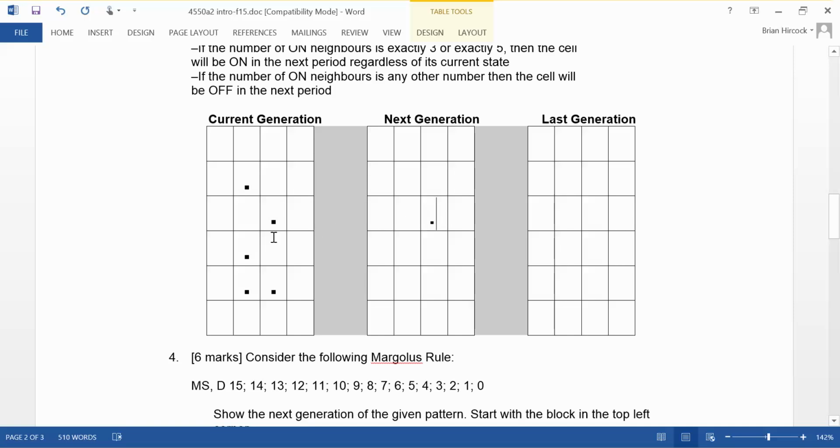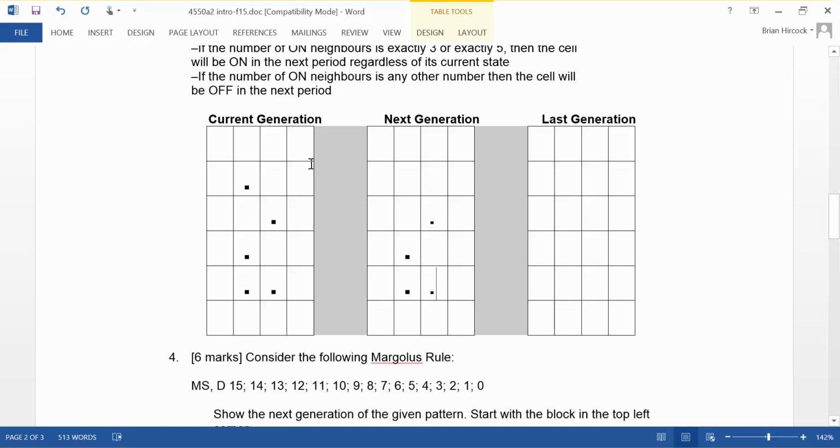This one has 1, 2, 3 neighbors on, so he's guaranteed to be on in the next generation. This fella has 2 neighbors on. He keeps the same state, so he's on. And the same as this fella, he has 1 here and 1 here.